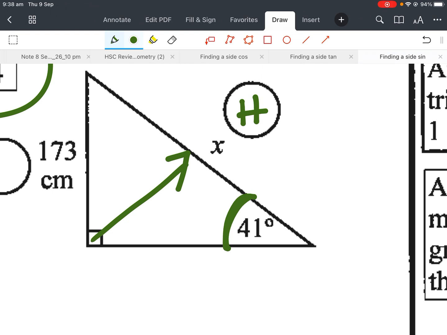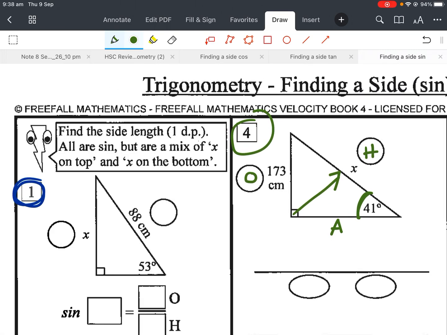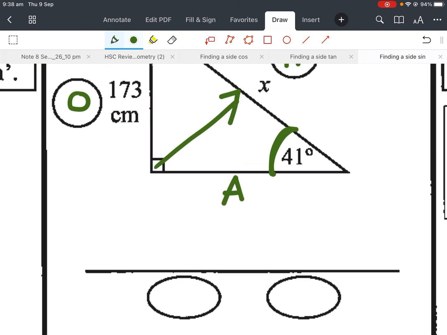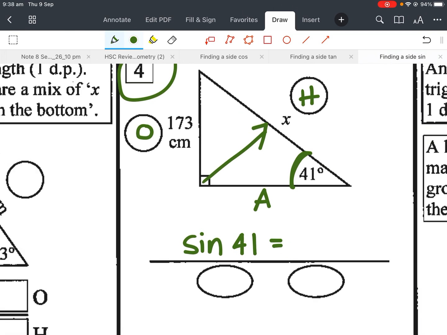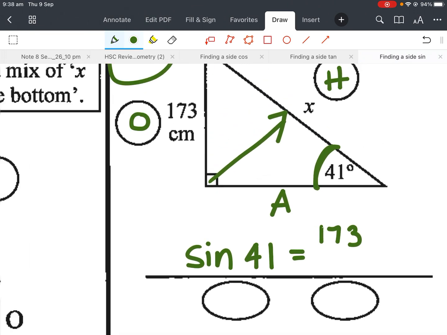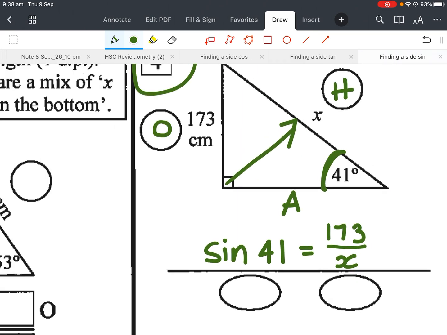Here's my angle. Next to my angle is my adjacent, but I don't have a circle there, do I? So over here is my O. So I've got a letter and a number on the H and the O, so I automatically know, considering it's a sine sheet, that I'm going to use sine. So I'm going to write here sin. I'm going to write the angle 41, and remember it's opposite over hypotenuse. So it's 173 because that's on the opposite side, and it's over x because that's on the hypotenuse side.